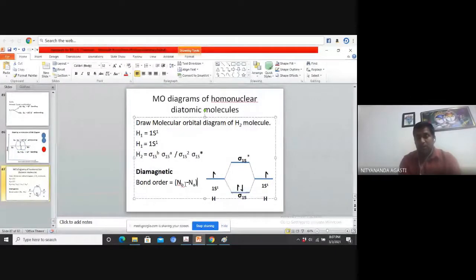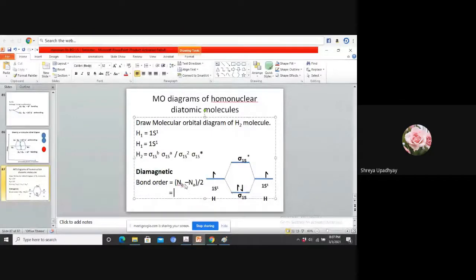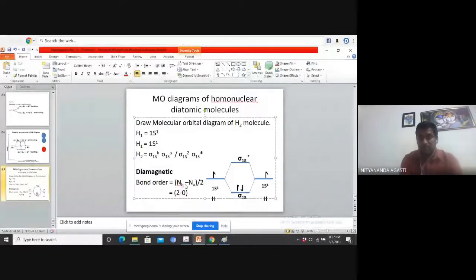So now what number do we get here? Can anyone tell me? It's equal to 2 minus 0 by 2, and that's equal to 2? Is it 2? 2 minus 0 by 2 is equal to 2? No, it is 1. Okay, all right. So bond order is 1. That means there is one sigma bond between the hydrogen atoms in the hydrogen molecule.